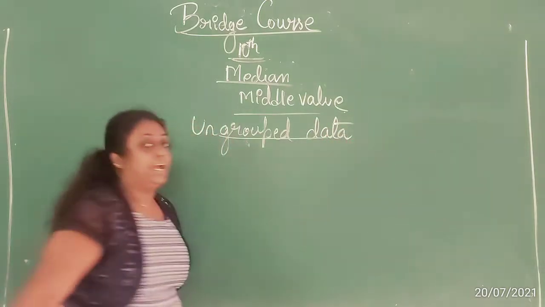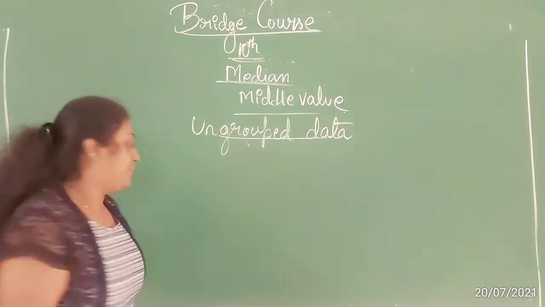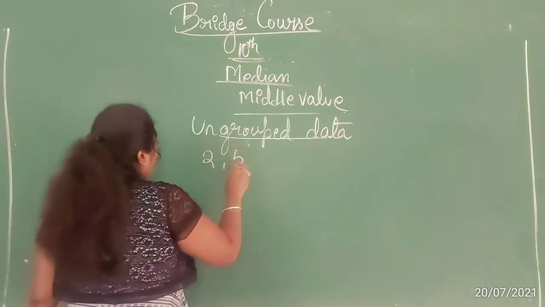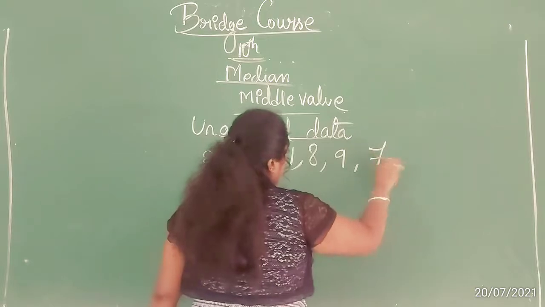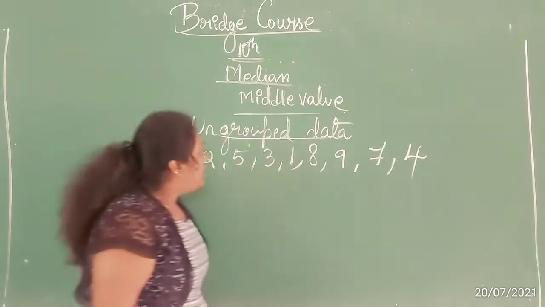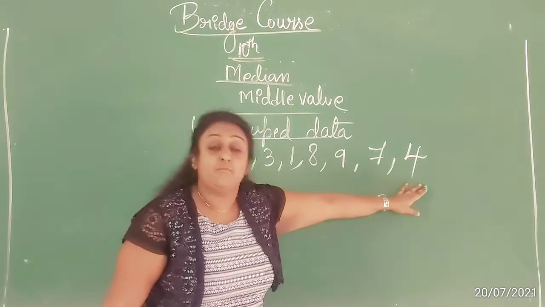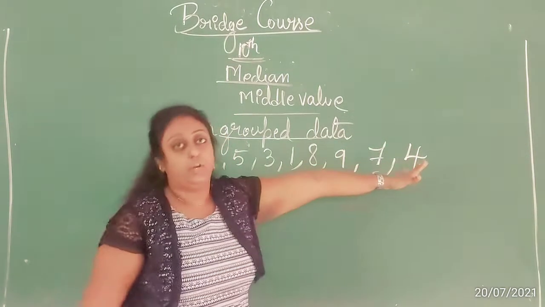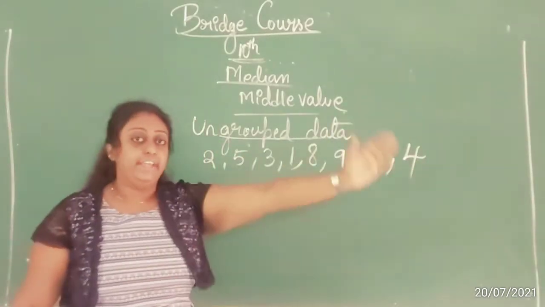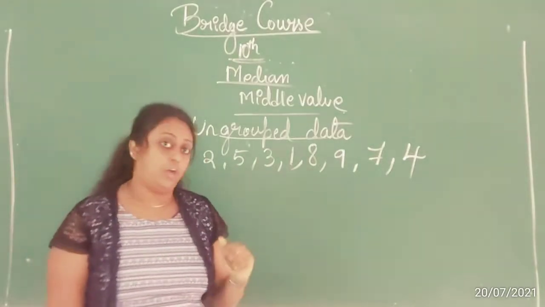Okay. Now under ungrouped data, first thing is what? I will write one set of numbers. Okay. Now I have written certain numbers here. First what you are supposed to do is arrange them in order, in your increasing order. So how is it? It is your ascending order.